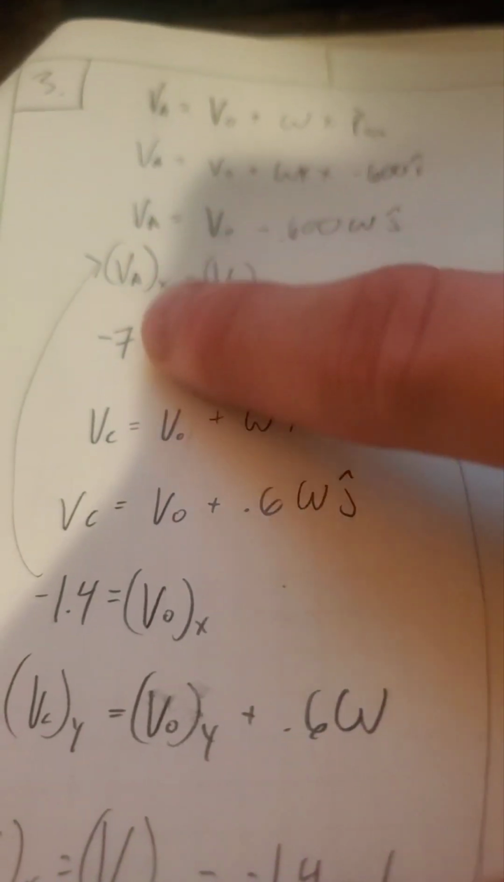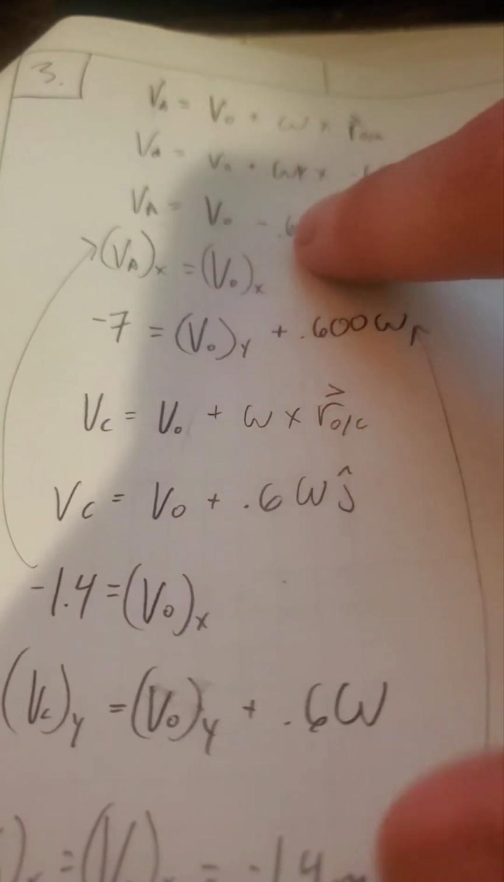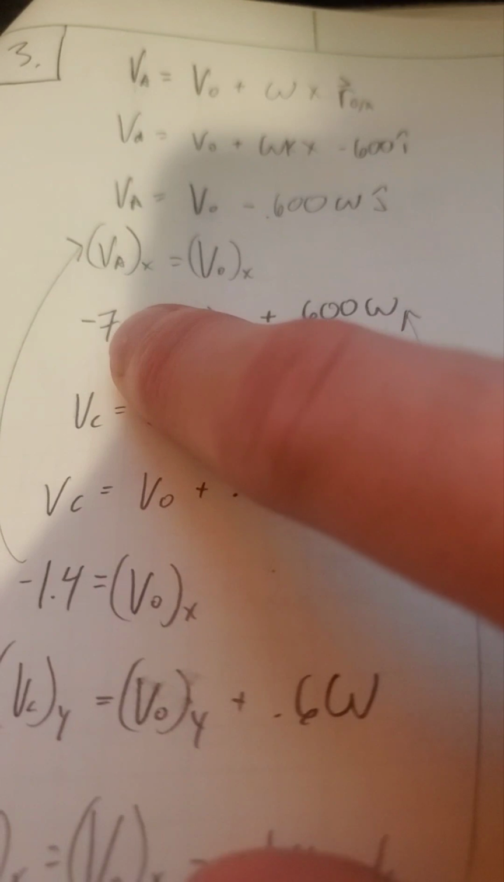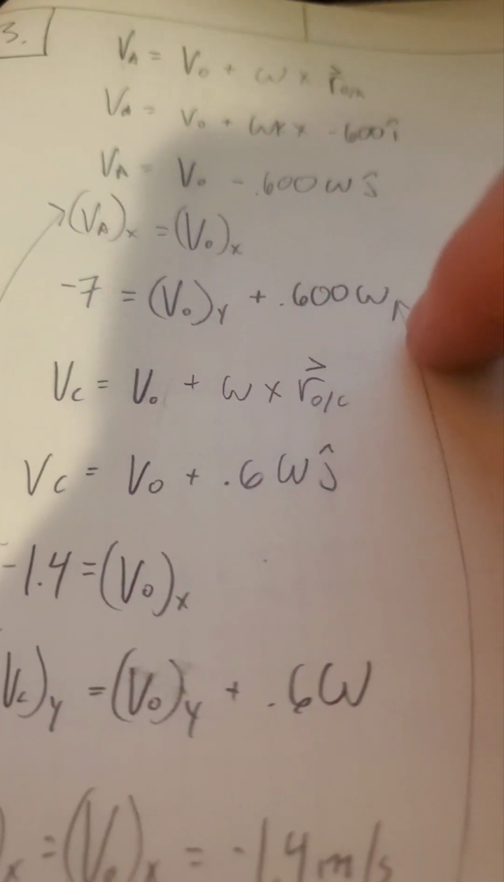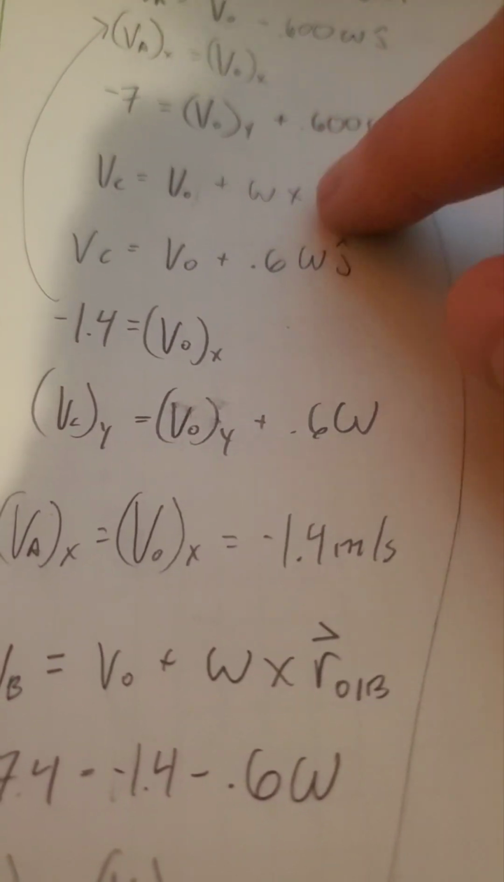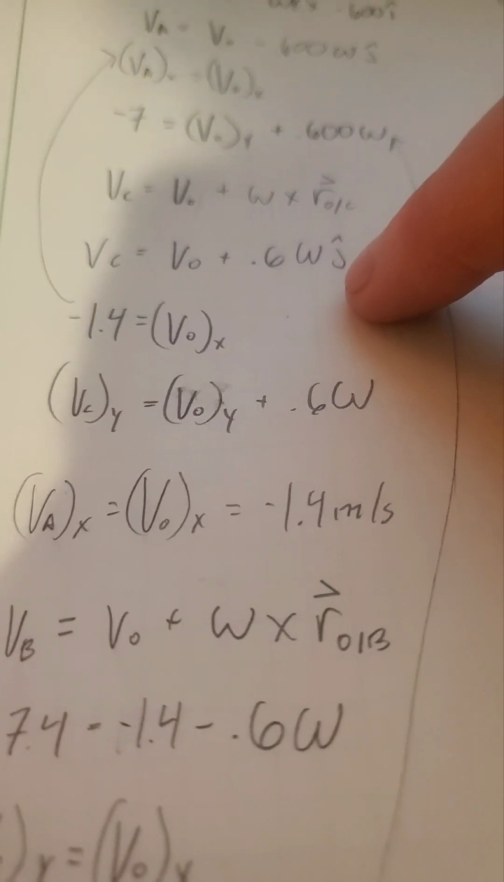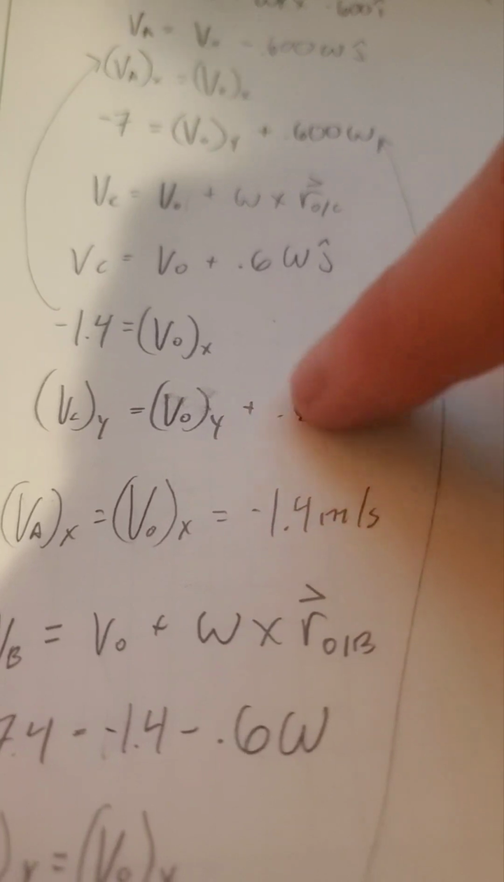And then I just broke this up into components. So VAx is going to equal V0x, because there's no i component. And then the y component is given to us. It's going to equal the whole thing moving in the y direction plus the angular velocity times 0.6. And I did the same thing for C. Just crossed them, gives us a value in the j direction. Just separated them into x and y's.